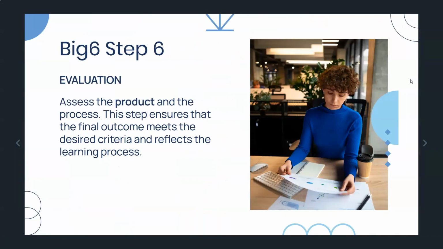So the next and the final step in the Big 6 research method is evaluation. And in this step, you are pretty much judging your product, and you're judging the process of what you've done. This step ensures that the outcome meets the criteria that your teacher has set up for you. And then also you're reflecting on the learning process.